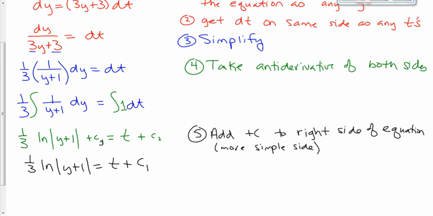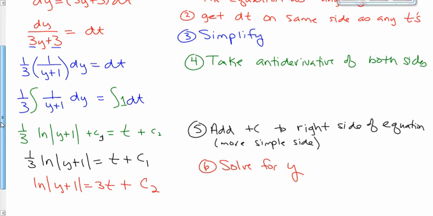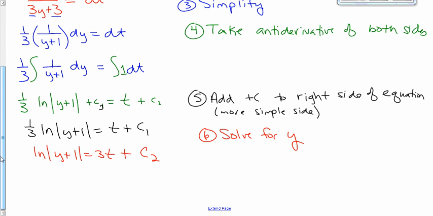So at this point, I need to solve for y. That's really what I need to solve for. The first thing I'm going to do is multiply by 3. So I multiply by 3, and I get natural log of y plus 1 is equal to 3t plus 3 times c1. Well, I don't care what c1 is. I just know it's a different constant now, so I'm just going to call it c2.